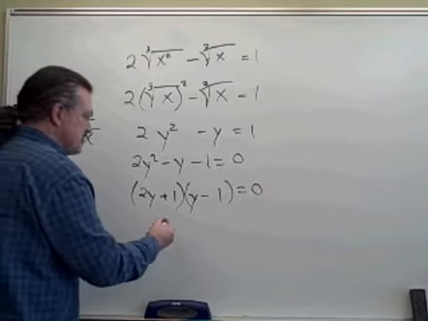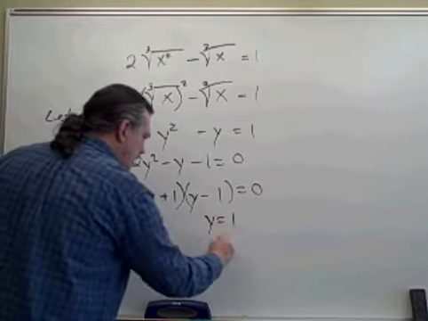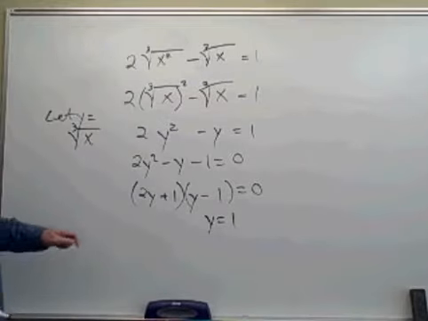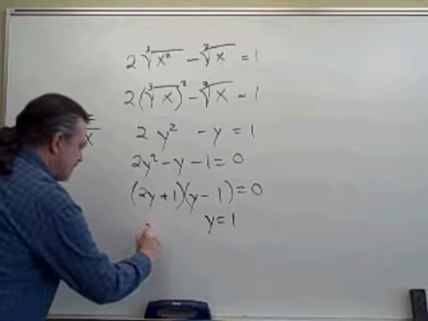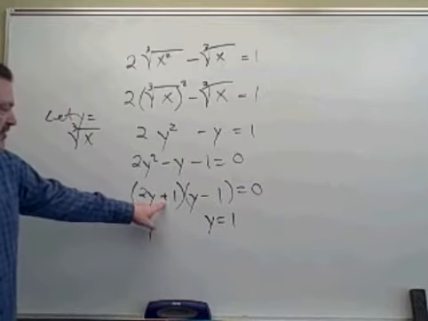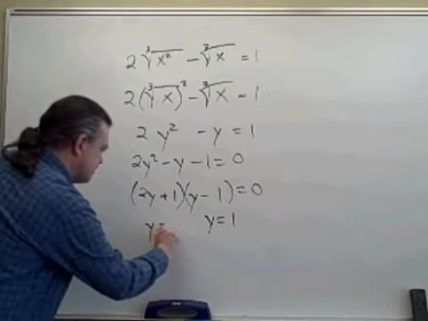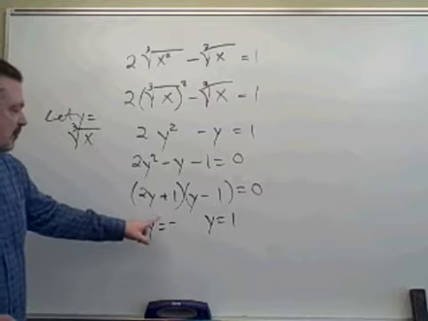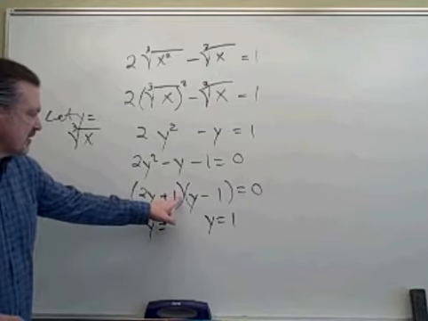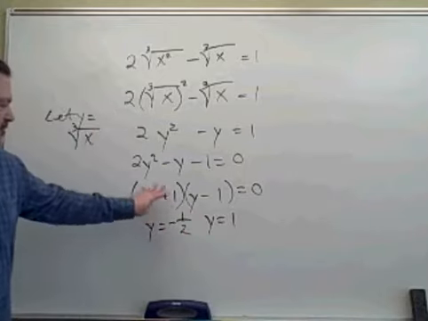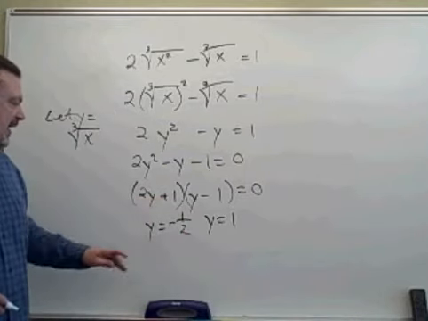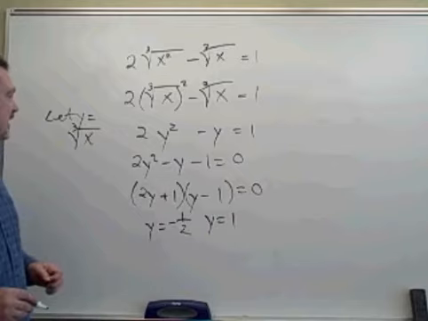So my two solutions here are, this is the obvious one, y equals 1. This is one that's not quite as obvious. Remember the little pattern? If the binomial is an addition, the solution is negative, and you find the number part of the solution by taking the constant and dividing it by the coefficient. So the solution coming from this particular factor is negative 1/2.